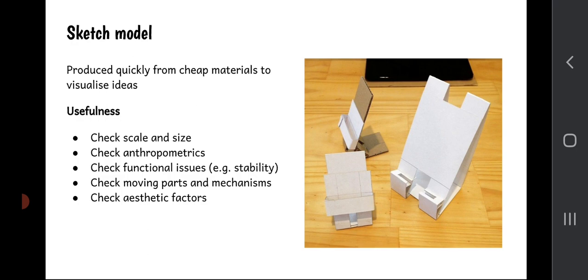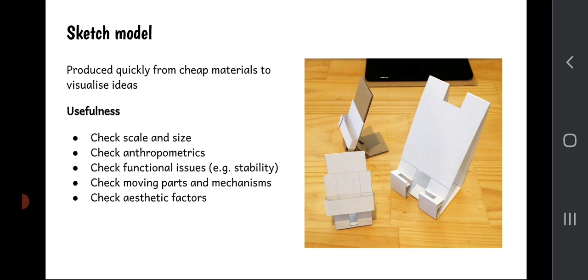Now, a sketch model has got nothing to do with sketching, it's got nothing to do with drawing or anything like that. It's called a sketch model because, like a sketch, it's quick to do, almost disposable in nature. So a sketch model is a type of model which is produced very quickly from cheap and abundant materials, usually at the start of a design process, usually to visualise early ideas. And it's useful for checking the scale and size of things, it's useful for checking for anthropometrics, it's useful for checking some functional issues, such as stability.